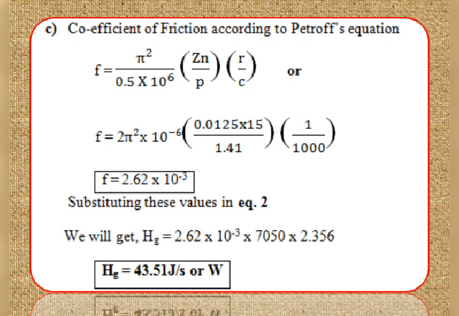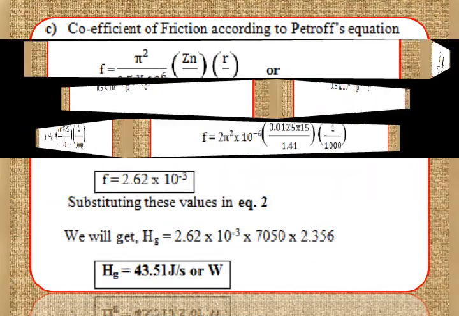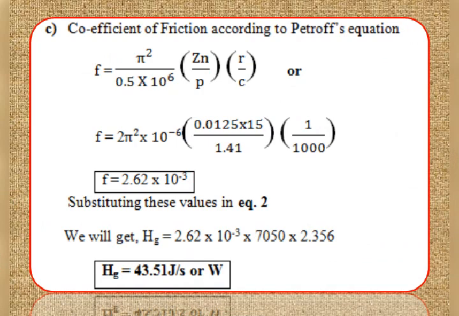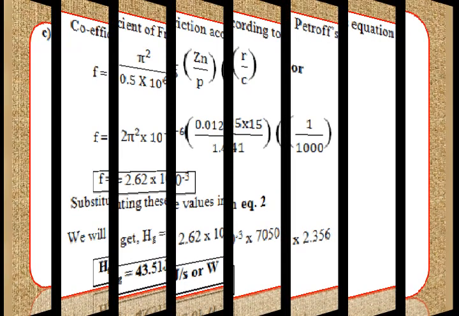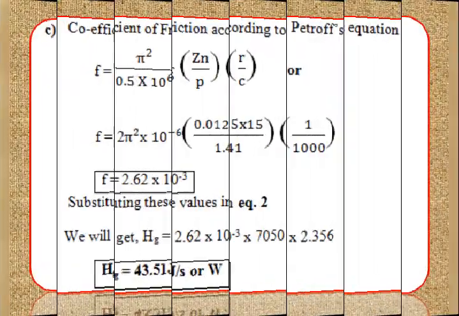Coefficient of friction f is equal to 2 pi square into 10 to minus 6 into 0.0125 into 50 divided by 1.41 into 1 by 1000. Use this relation. We are getting the value f is equal to 2.62 into 10 to minus 3. No unit, since it is a coefficient of friction.